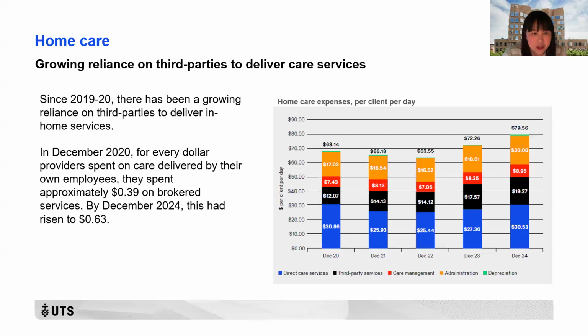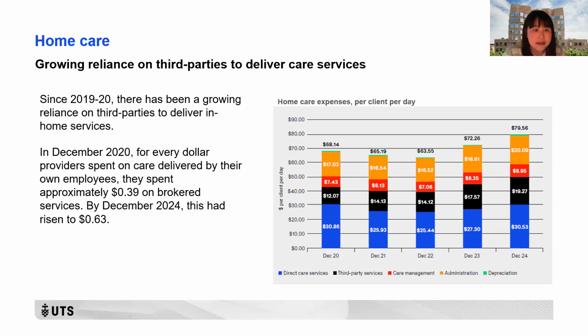Since 2019 and 2020, there has been a growing reliance on third-party services to deliver in-home services as well. So the stacked bar chart shown on these slides breaks down the home care expenses. What we can see here is the black segments represent spending on third-party services, while the blue segments reflect the spending on direct care delivered by home care providers' own employees.